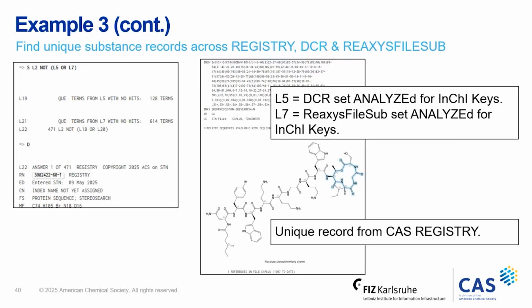Finally, we're looking at what is unique across Registry. So we have our L2 set, and knocking out the analyzed InChIKeys from DCR or the analyzed InChIKeys out of ReaxysFileSub, that leads us to set L22 with 471 substance records. I'll just display the first record in that set. Again, you'll notice your hit highlighting on the right-hand side of the structure shown there. So each of these databases has unique substance records given a particular structure search, and we know that by comparing InChIKeys, which are consistent across these three databases.